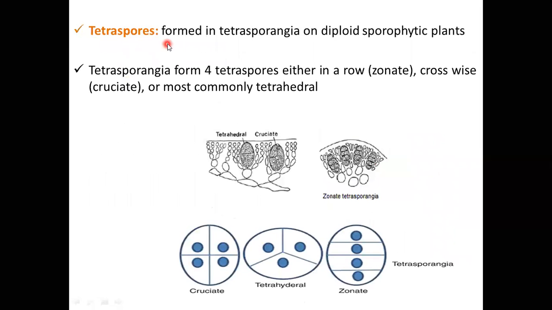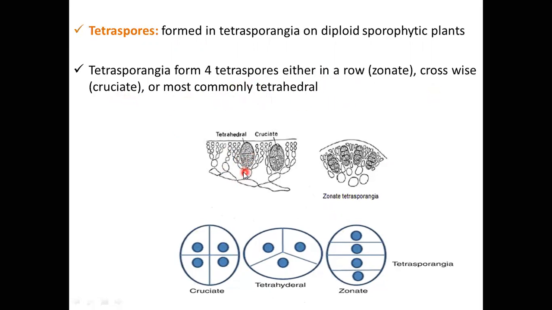The last one is tetraspores. They are formed in tetrasporangium on a diploid sporophytic plant. We already discussed it in the carposporophyte that tetraspores are formed in tetrasporangia on a diploid sporophytic plant, which is known as the tetrasporophytic plant. Tetrasporangia form four tetraspores either in a row, known as zonate, crosswise, which is cruciate, or most commonly tetrahedral. So these three types of tetraspores are formed in red algae.